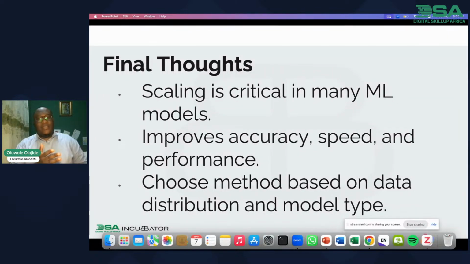It improves accuracy, speed, and performance. So you must always remember to choose methods based on your data distribution and model type. This is what we'll be doing next week. I'll now expatiate on this very well for every one of us.